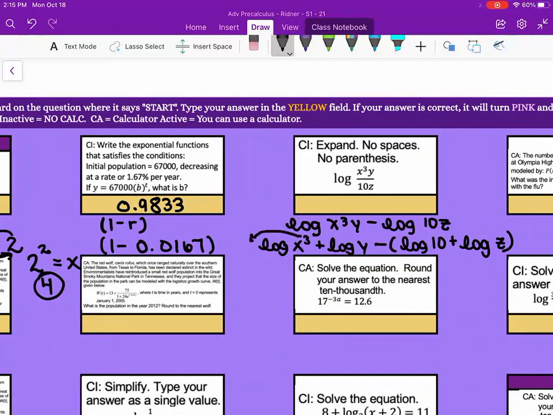I can bring the 3 down. So I have 3 log x plus log y. Here's the one that tripped a lot of people up, minus log 10. Remember, log 10 is actually log base 10 of 10. So that's saying 10 to the what power is 10? Well, that's 1. So it should be minus 1. And then also distribute that negative sign to get minus log z.